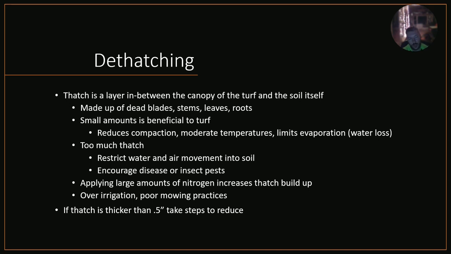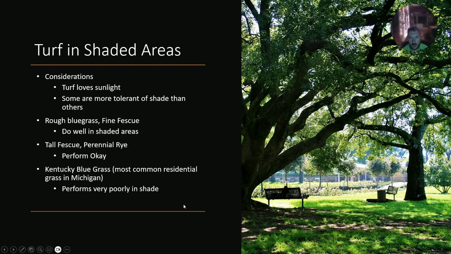Too much thatch, though, could restrict water from getting down to the ground. Same thing with air movement. It could restrict air movement, and could encourage disease or insect pests. And applying large amounts of nitrogen is going to increase thatch buildup. Why is that? Because you're going to push those plants to grow more. You have more blades, thicker blades, wider blades. You got to cut them, and then it builds up. Over irrigation or poor mowing practices can also contribute to excessive thatch. But if the thatch is thicker than 0.5 inches, we should think about taking steps to reduce it, because beyond that, it's going to definitely cause some issues with turf.